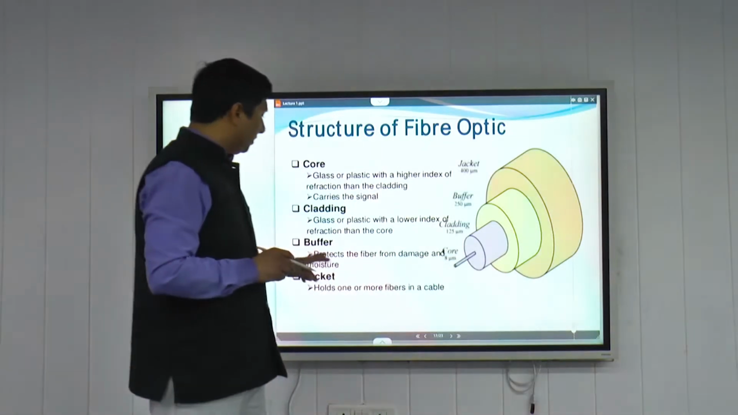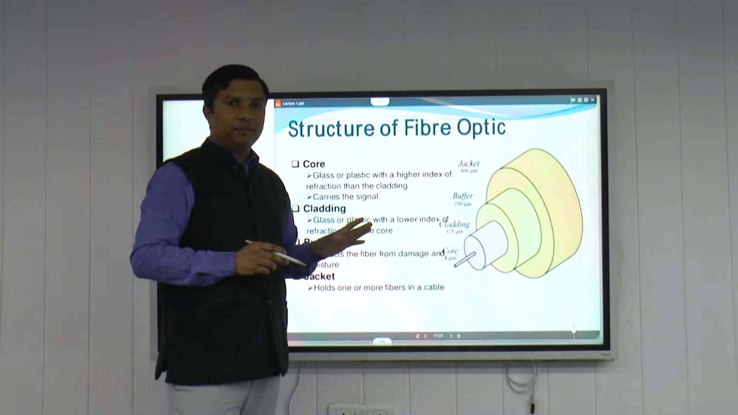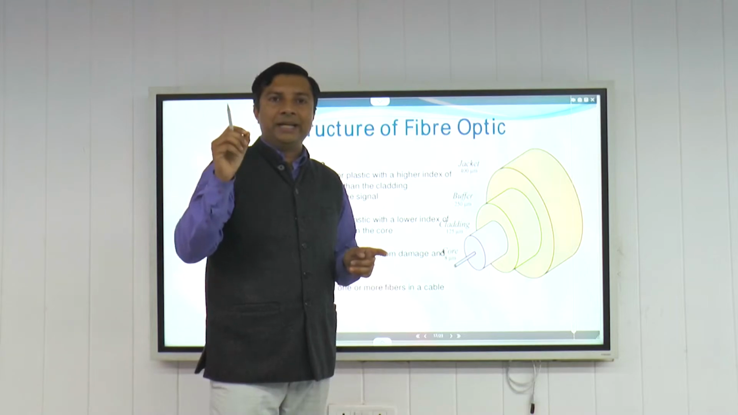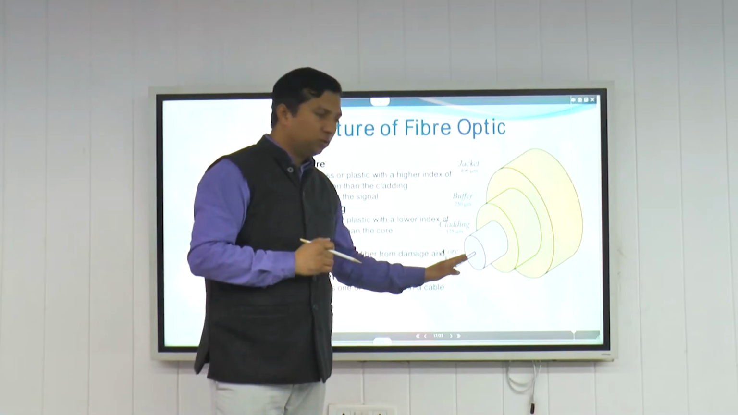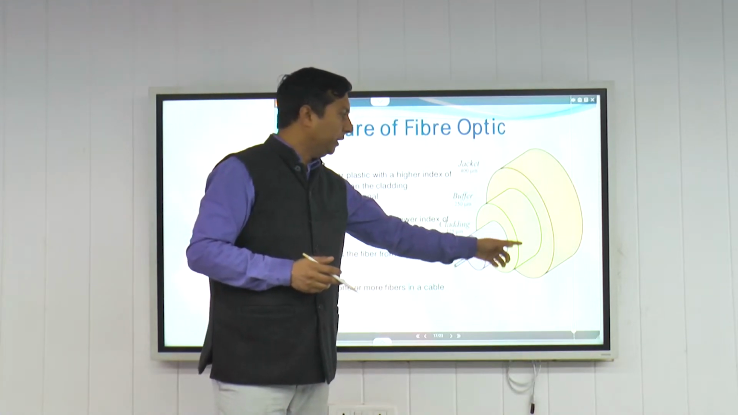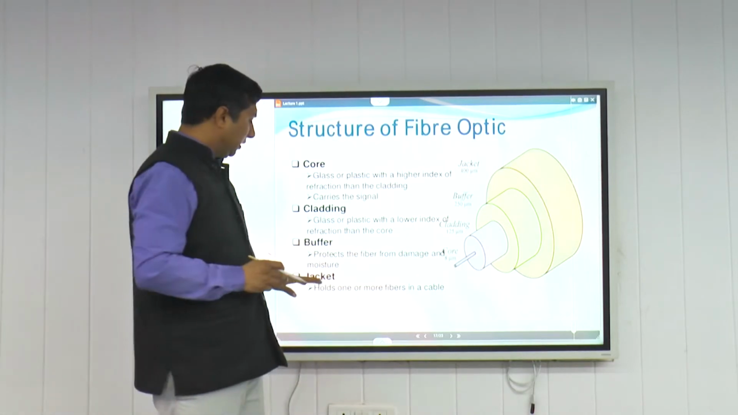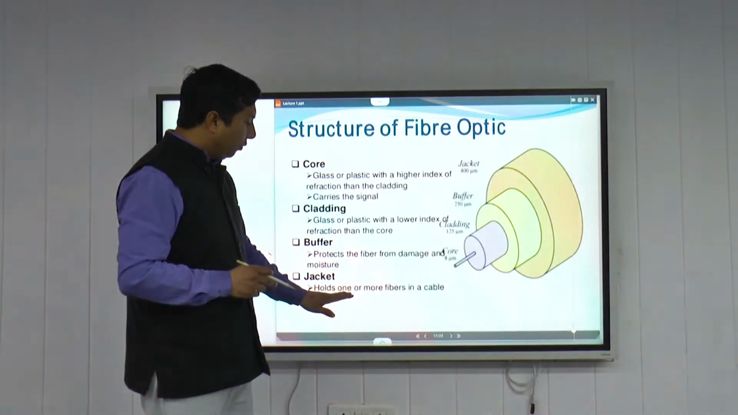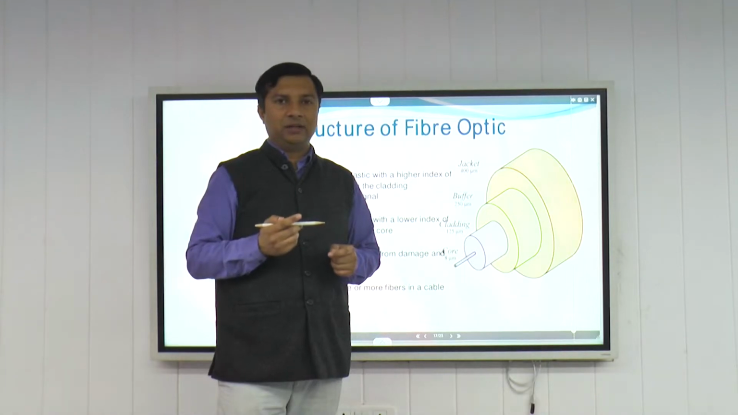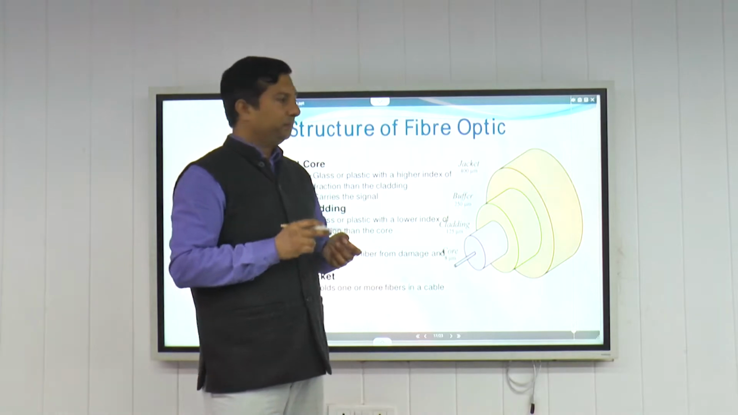Then outside it, there is a buffer that protects the fiber from damage and moisture. Because light will travel inside it, there should not be any surface contaminants that will enter this optical fiber. There should be no moisture, there should be no breakage. So that's why the buffer is there. Outside it there is a jacket. Now the jacket holds one or more fibers in a cable, just like I showed you in my first slide, that there can be multiple optical fiber cables in one jacket.